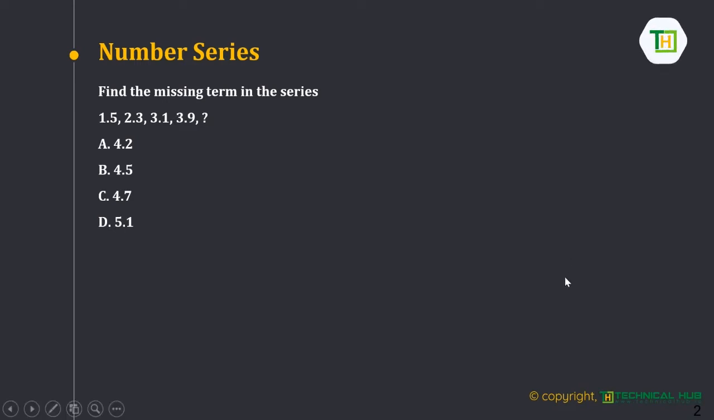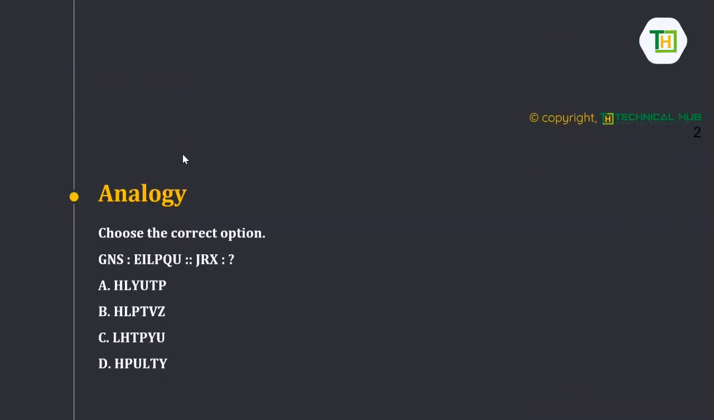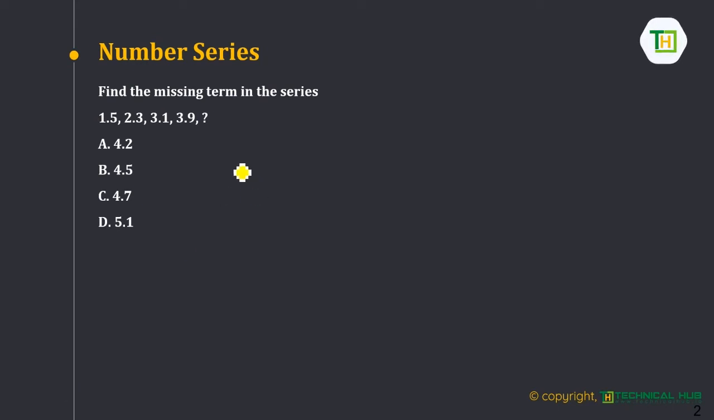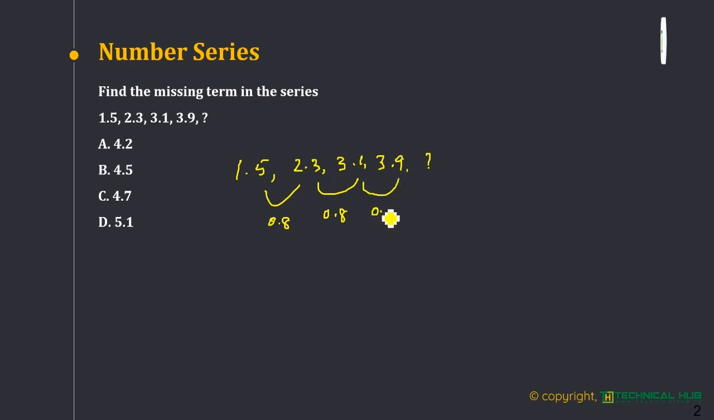The given series is 1.5, 2.3, 3.1 and 3.9. What is the next number? First take the difference between 1.5 and 2.3. The difference is 0.8. Between 2.3 and 3.1 the difference is 0.8, and between 3.1 and 3.9 the difference is 0.8.